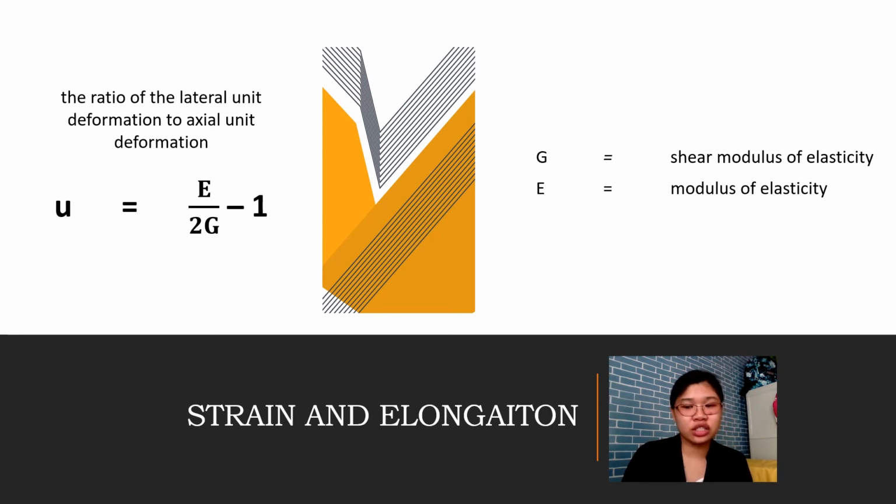Other people or other students make the mistake of solving this as E minus 1 over 2G. So that is wrong. You have to divide first E, the modulus of elasticity, over 2 times the shear modulus of elasticity before you minus 1. So you have to be observant with the formula. Baka kasi mali yung sulat nyo.